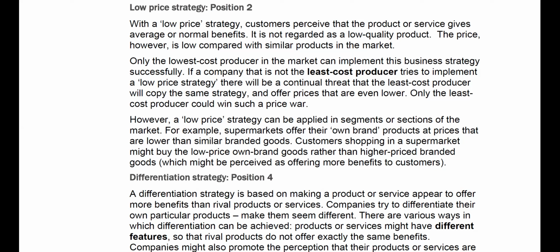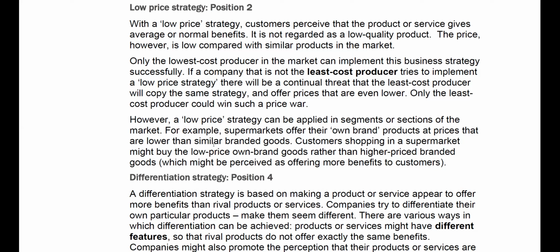So that is it. So low price is not that low, but at least if the person is already operating in a low price market or a low cost market, or is a least cost producer, then it will be a sure banker for him, right? Easy peasy, because already that is what he's doing compared to other people on the market. Do you understand? But however, a low price strategy can be applied in segments or sections of the market. For example, supermarkets offer their own brand products at prices that are lower than similar branded goods. Customers shopping in a supermarket might buy the low price own brand goods rather than high price branded goods, which might be perceived as offering more benefits to customers, right? So that is it. So that's about low price.